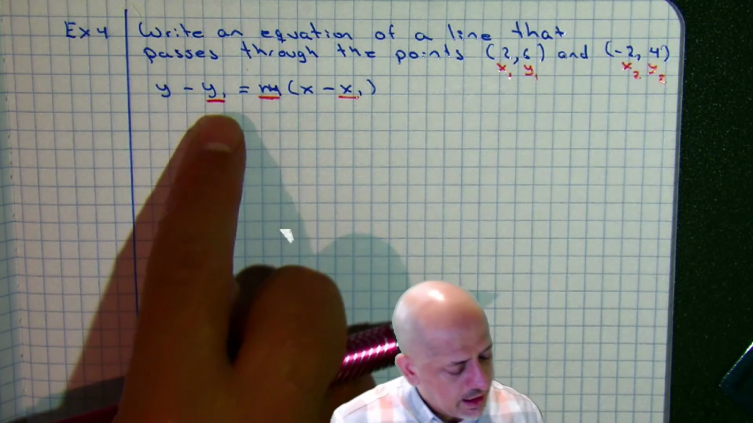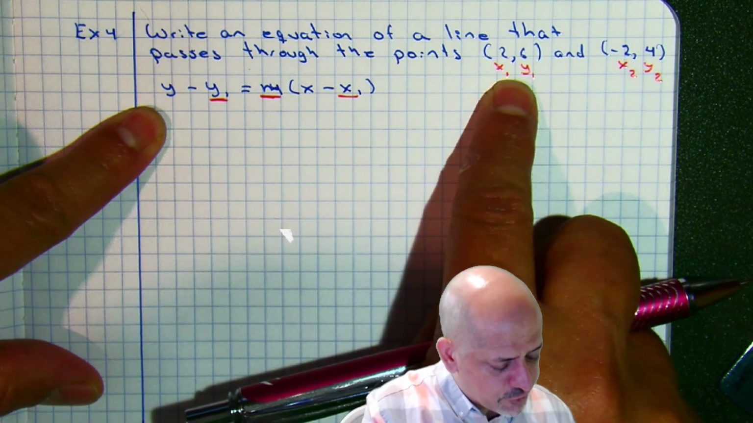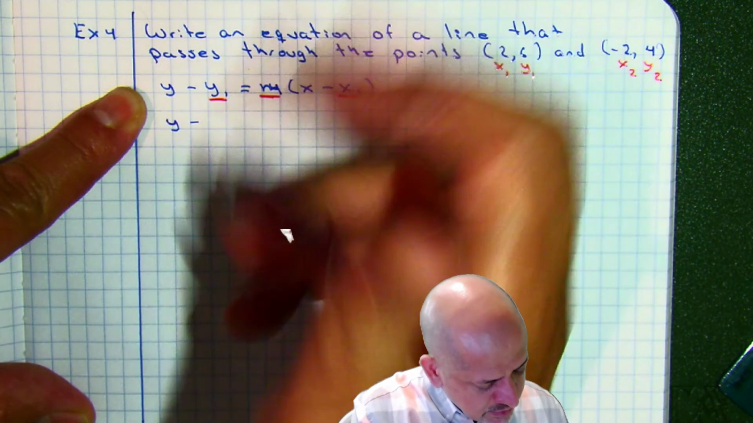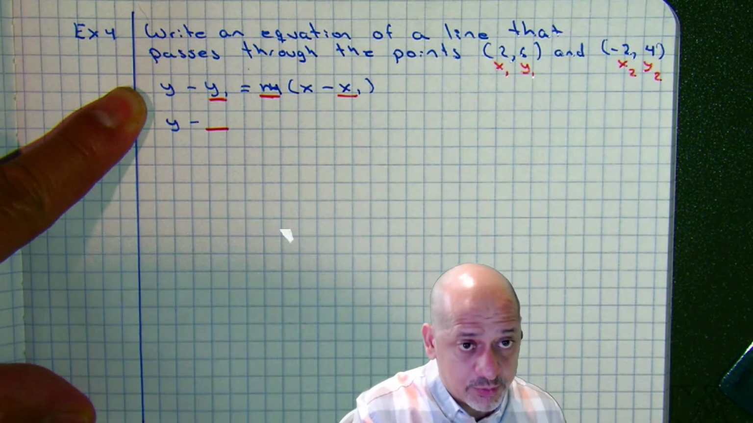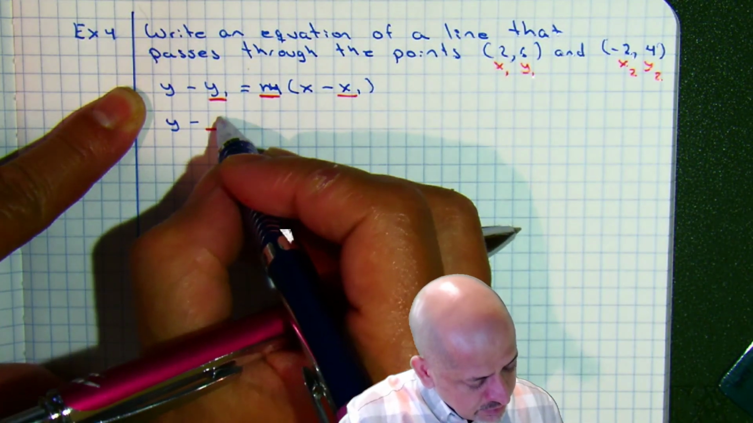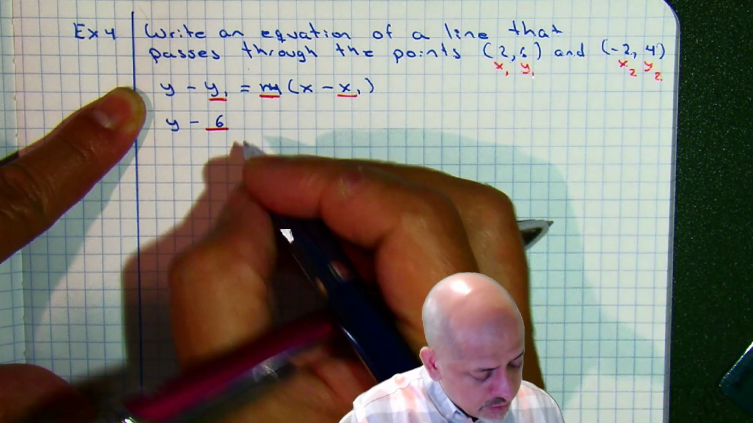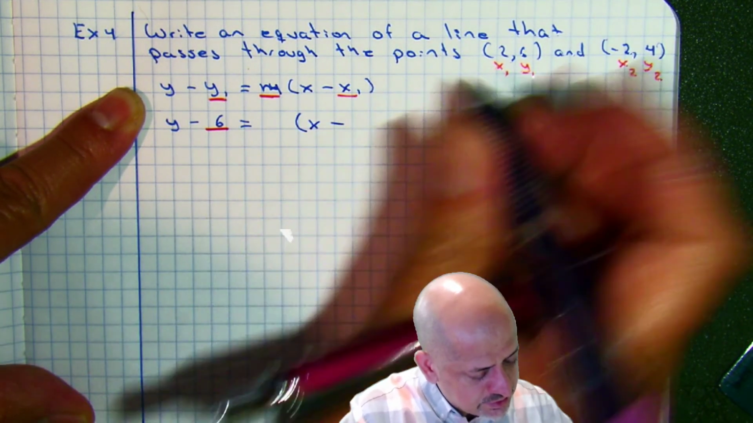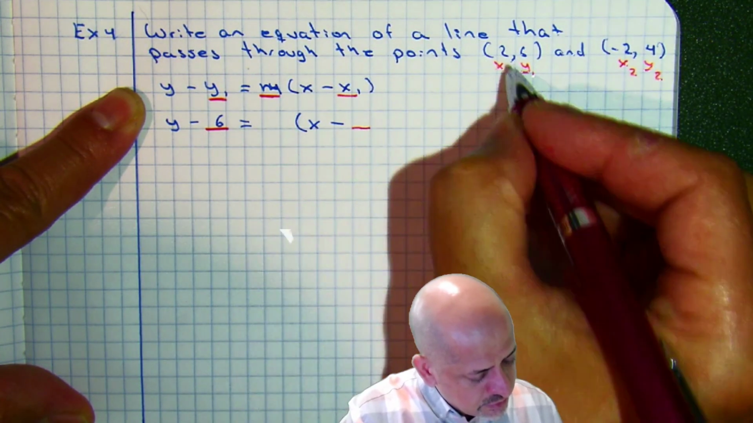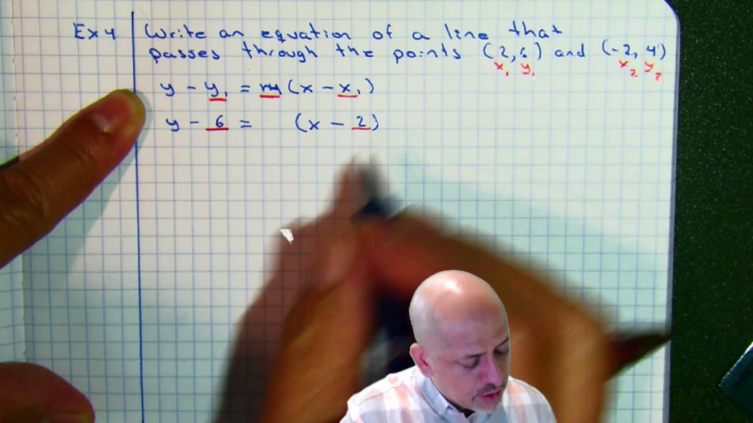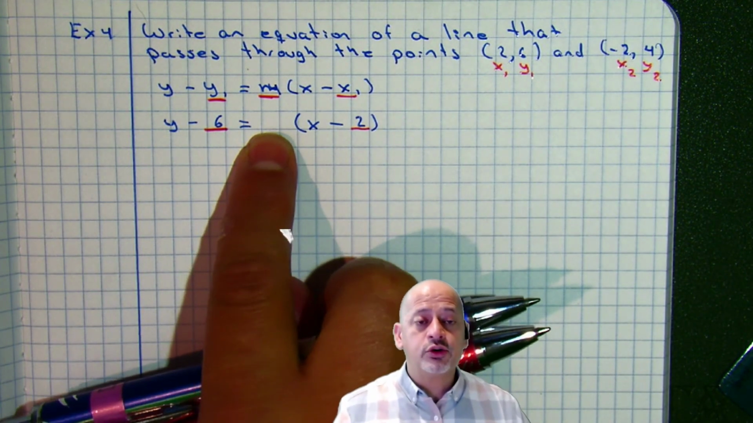First, let's plug it in. Let's use that first point. y minus, and I'm just going to underline it from now on, y1, which is 6. I don't have a double negative. Equals, I need to find my slope, times x minus 2.